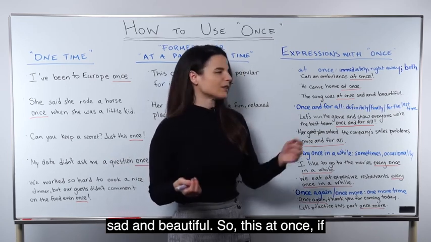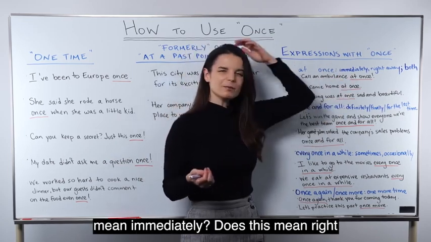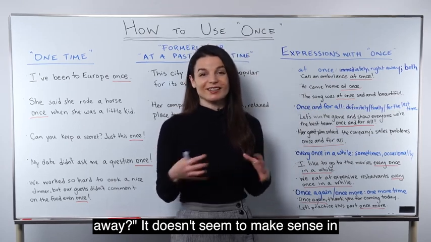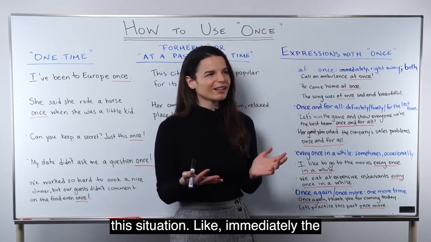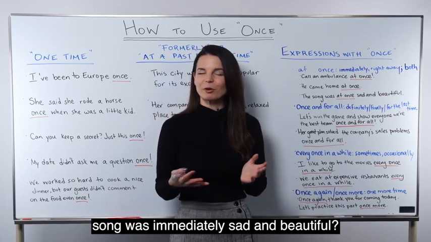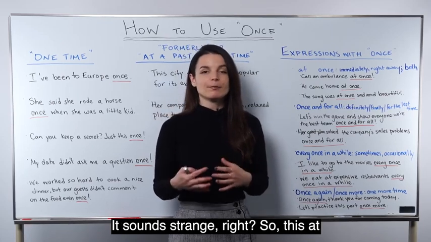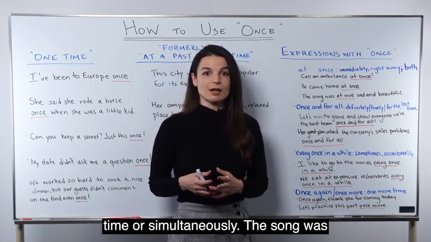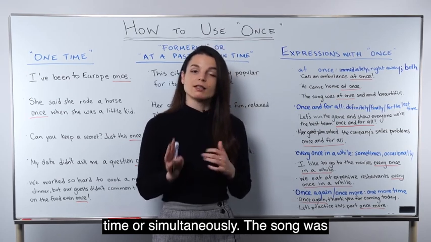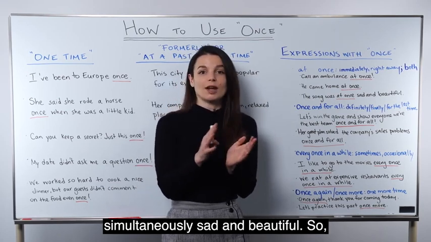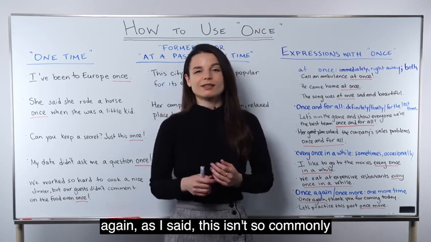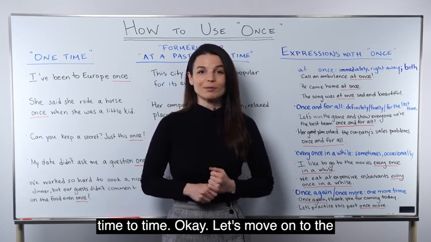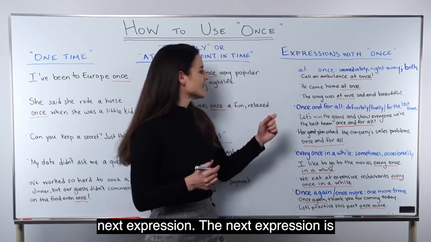So this at once, if you look at it and you think, does this mean immediately? Does this mean right away? It doesn't seem to make sense in this situation. Like immediately? The song was immediately sad and beautiful? It sounds strange, right? So this at once is kind of like saying at the same time or simultaneously. The song was simultaneously sad and beautiful. So again, this isn't so commonly used today, but you might see it from time to time. Okay, let's move on to the next expression.